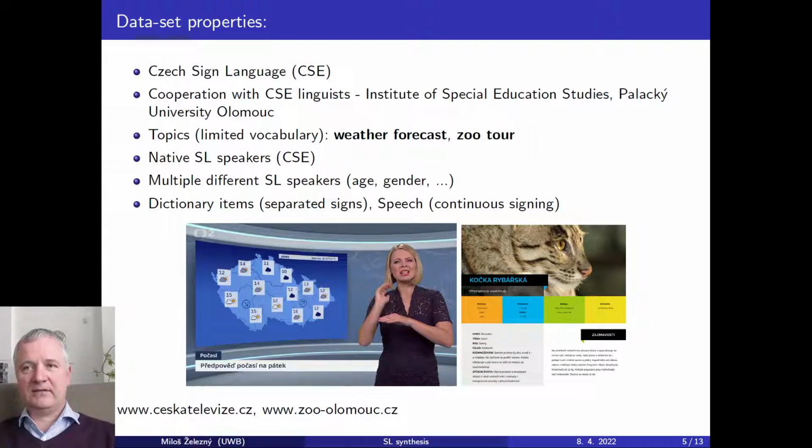language. It was collected in cooperation with the Institute of Special Education Studies of Palacký University in Olomouc, who are experts on linguistics of sign language. We collected the sign language in 2 topics, weather forecast and zoo tour, to provide a limited vocabulary and rather provide more repetitions of the signs than larger topics. We use only native sign language speakers and collect speakers of a variety of ages and genders. We collected both dictionary items or separated signs and continuous signing.